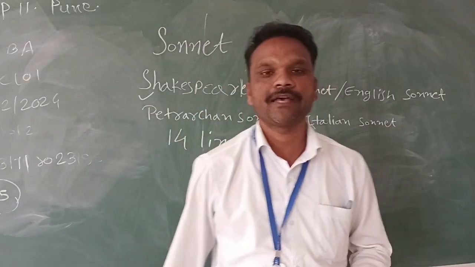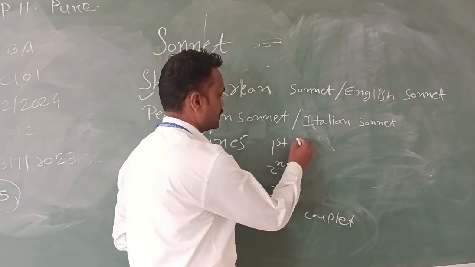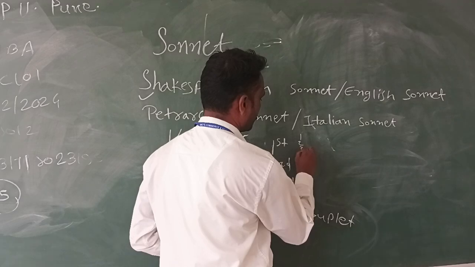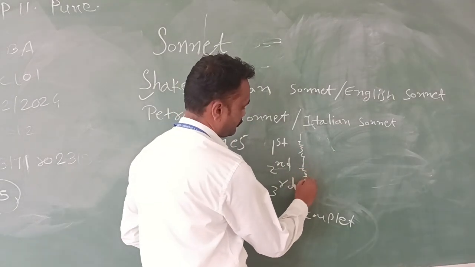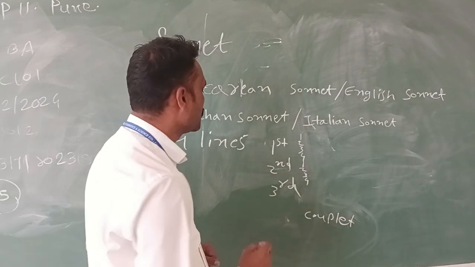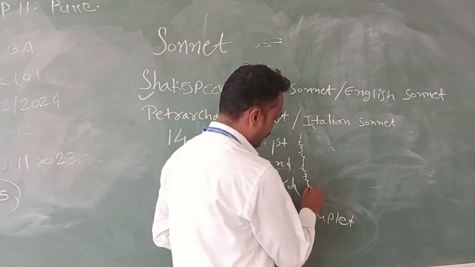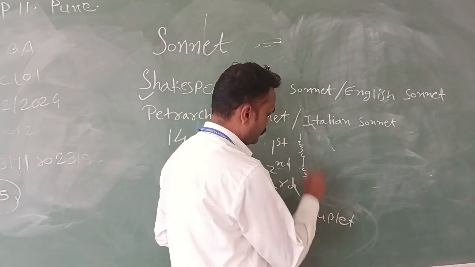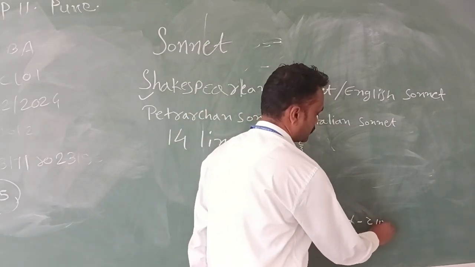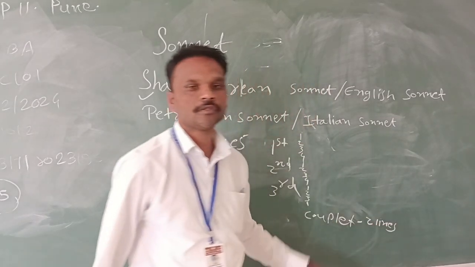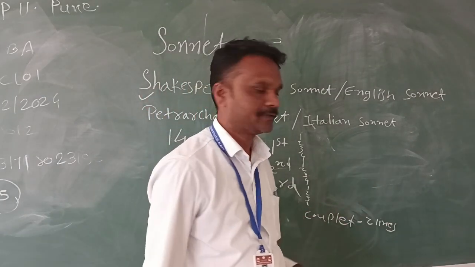Each stanza has 4 lines. The first stanza has 4 lines: 1, 2, 3, 4. The second stanza also has 4 lines, and the third stanza also has 4 lines. The couplet has 2 lines. So it is all 14 lines.